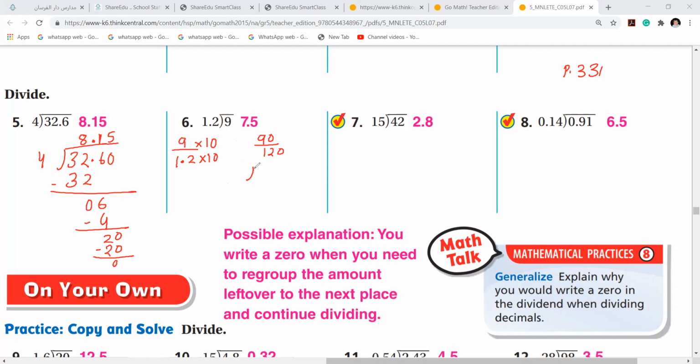So let us do 90 and 120. Of course, I need to put 90 over 12, sorry, because the point just moves by 1. The point only moves here, so this becomes 12. So when I do 90 and 12, let me do 12 times 8.